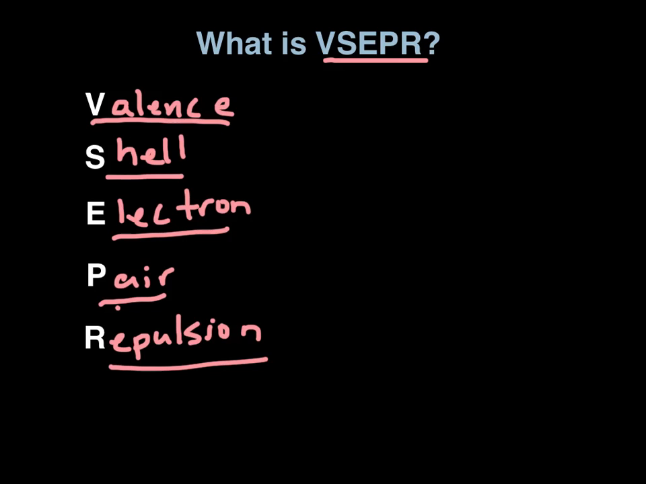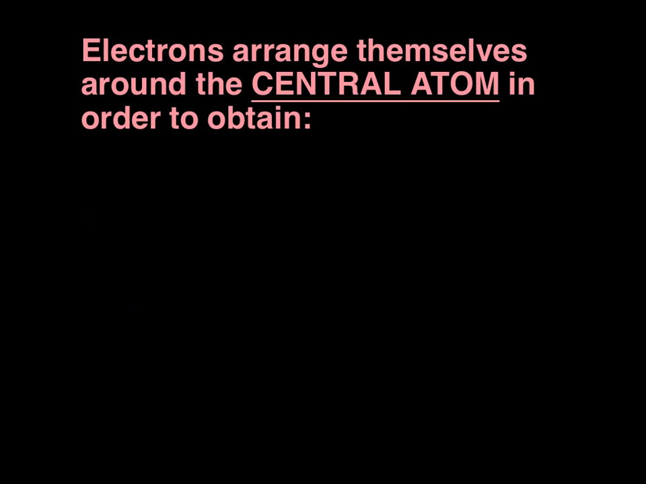Now you will have to know what each of those stand for, so why don't you go ahead and start memorizing it right now. Another important thing that you have to know is why the electrons arrange themselves the way they do. It's always about the central atom that we're talking about after we draw a structure, and the reason that they do it is in order to obtain two things.